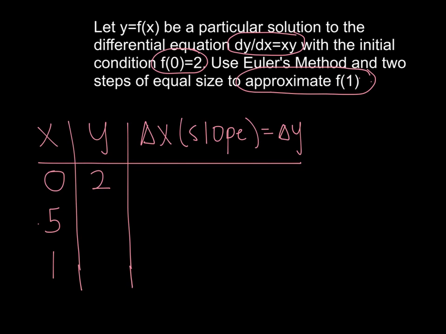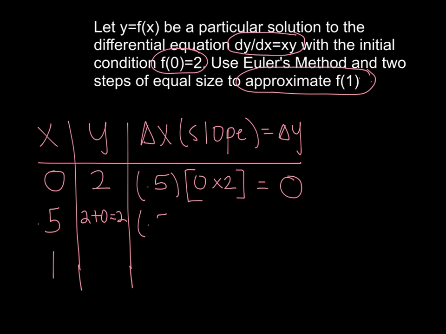So our change in x is always the same. It's 0.5. And our slope, in this case, is x times y. So 0 times 2, which is 0, making the change in y 0 as well. So 2 plus 0 still equals 2. And we're going to keep going the same way again. 0.5 times x times y.